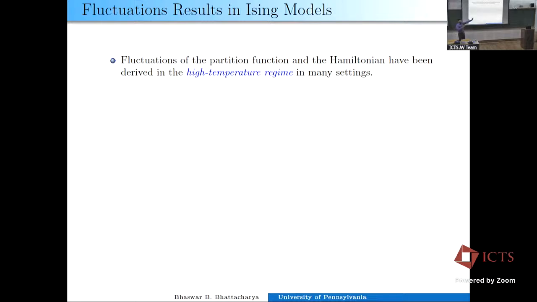There is a high temperature phase, there's a low temperature phase. I'm going to focus on the high temperature. It's somewhat easier to analyze the dependence. So here, if you take J to be the matrix of IID normals, this is the SK model. This is the Sherrington-Kirkpatrick model.